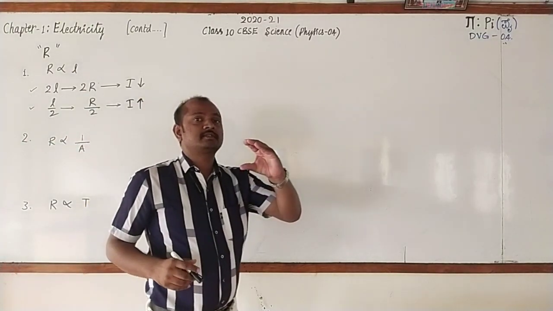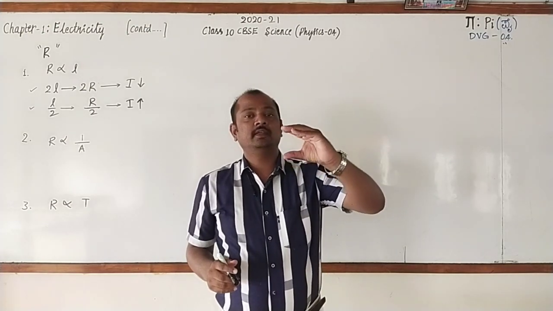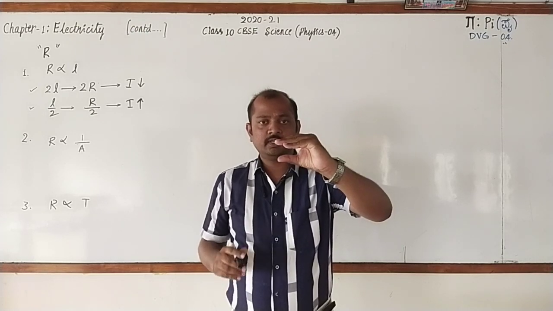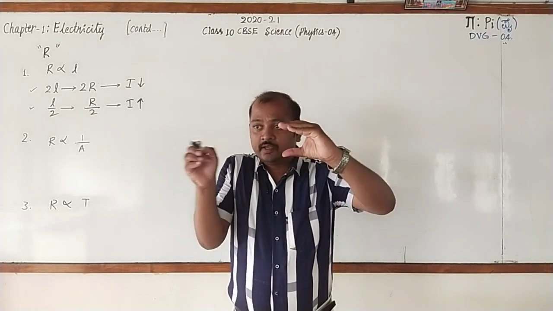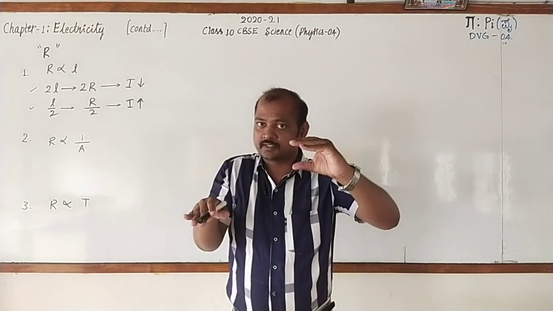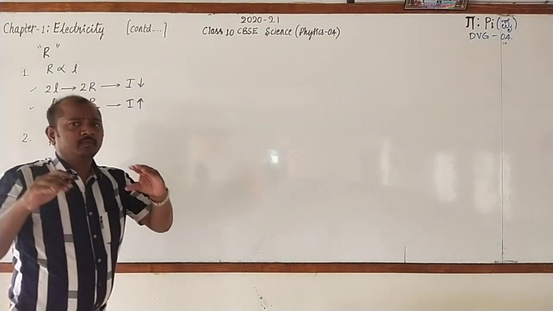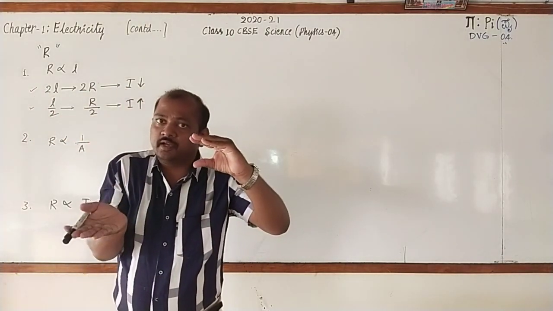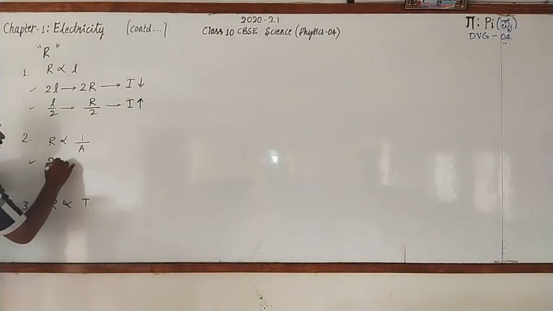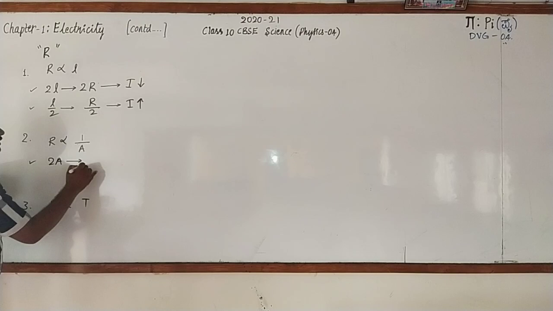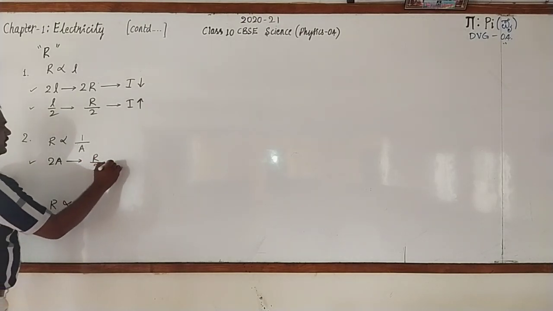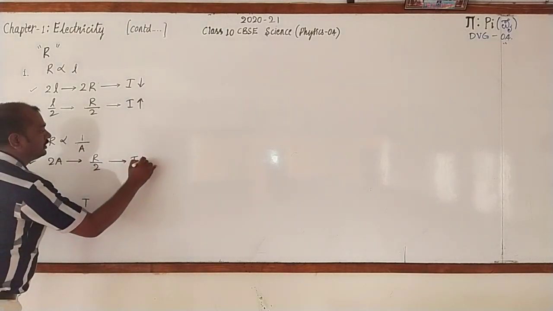Now come to area of cross section. If the thickness of the conductor is increased by 2 times, when it is doubled, if it was first this much thickness, now it is increasing, electrons will get more space for their movement. Hence resistance decreases. Got it? When resistance decreases, current increases. Here when area of cross section is doubled, electric resistance decreases by half, then current increases.